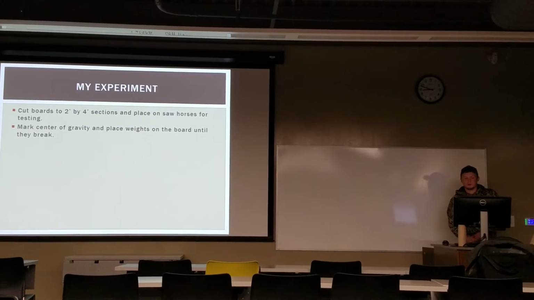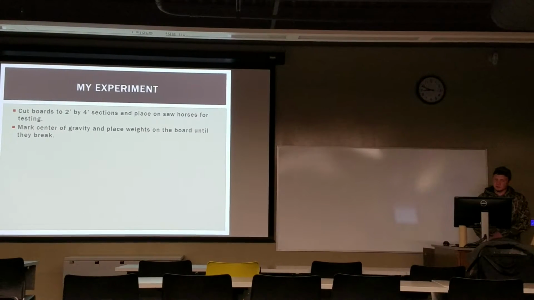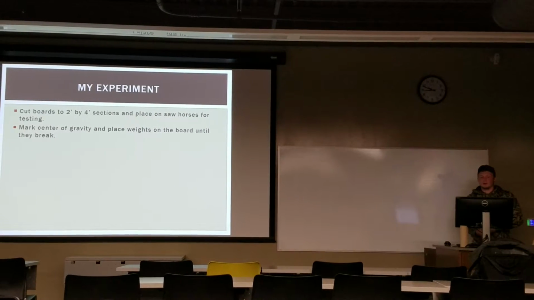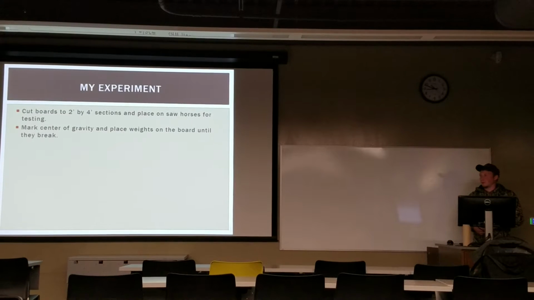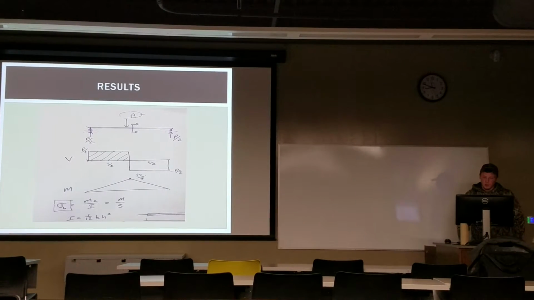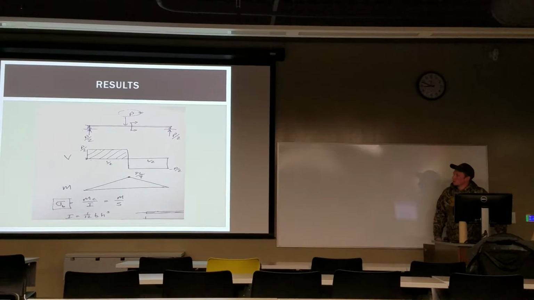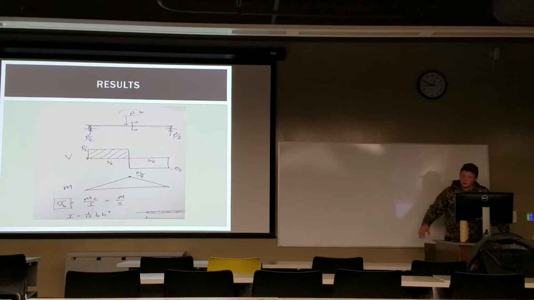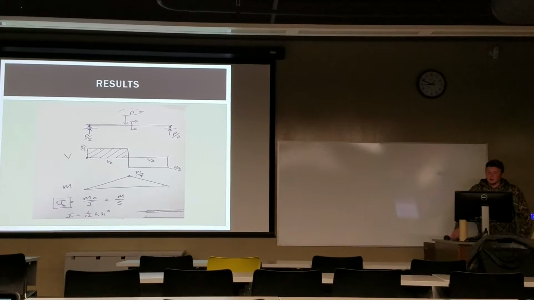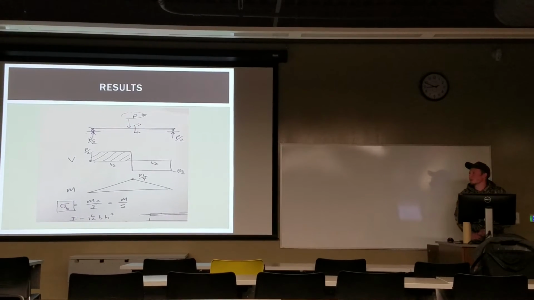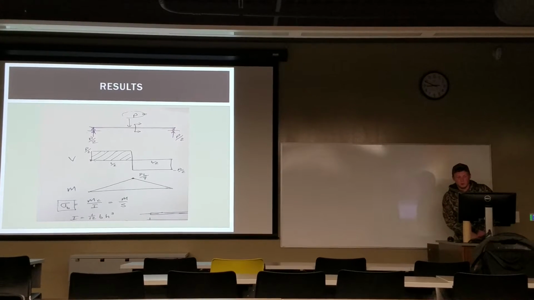So I cut up the boards to 2-foot by 4-foot sections and then put them on top of a sawhorse, and I marked the center of gravity on each one, and then placed weights on the boards until they broke. And as you can see, the load is my P, and it was on the center of the board, so I couldn't directly measure the pressure since it was just a load straight down on the board, which isn't evenly distributed across the whole board.